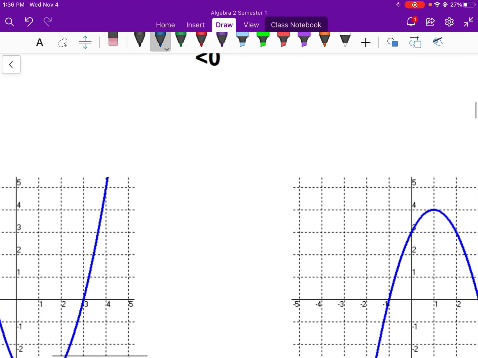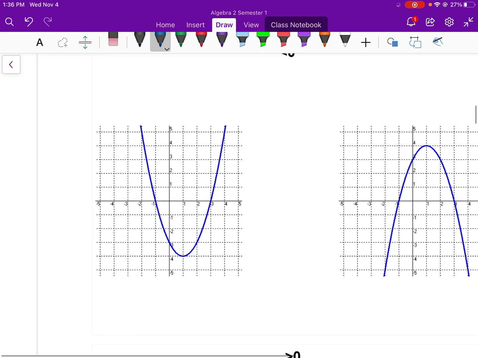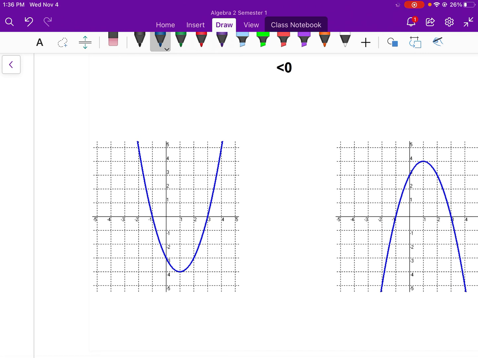So we're going to see less than 0, greater than 0. Anytime we solved an equation, we always set it equal to 0. We're going to use that same idea with inequalities. So here we've got a parabola, and we're looking at when it's less than 0.